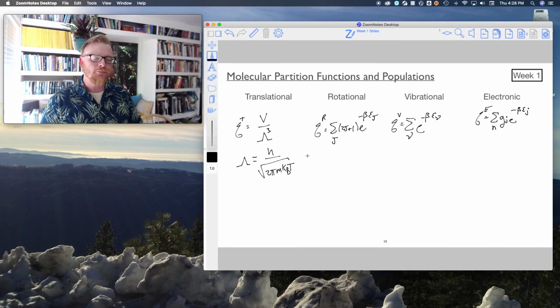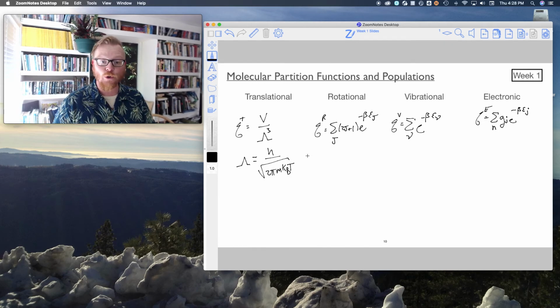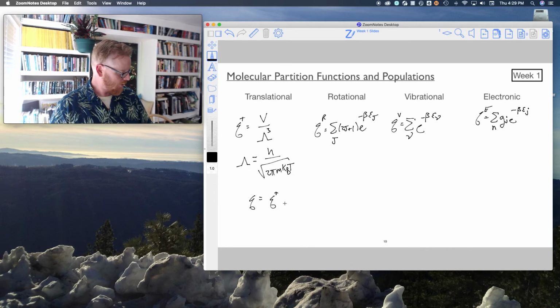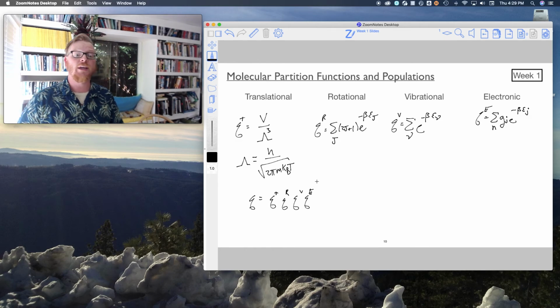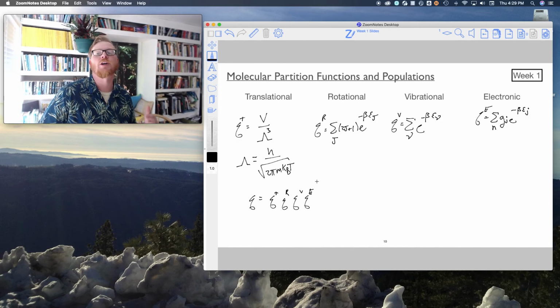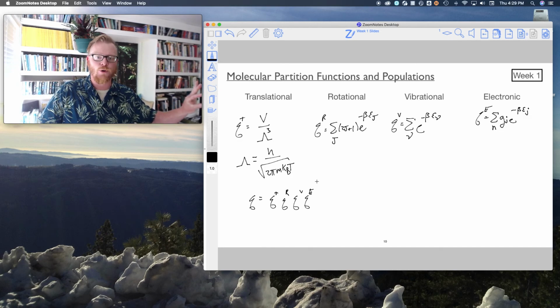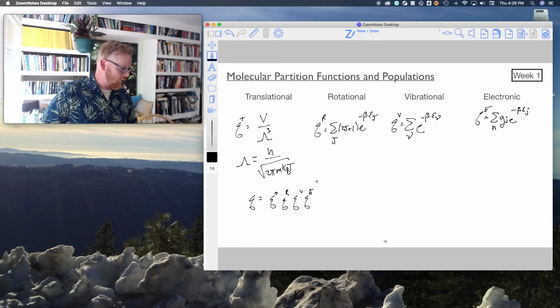But we can use them in a very similar way, if we want to know information about our total state. So how can we write this up? My total partition function is going to be a product of all of these: QR times QT times QV times QE. So we can talk about a total molecular partition function, which is going to give us the population of every single one of these states. It gives us the full picture of the molecule.